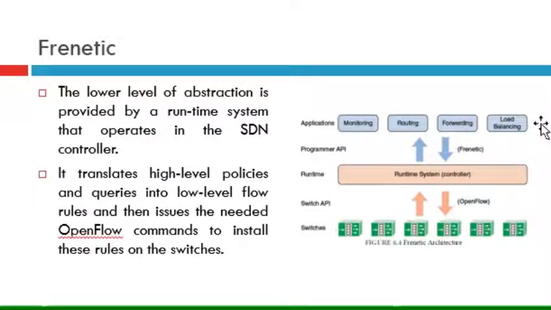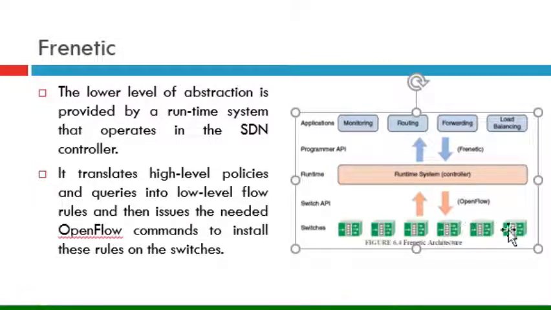So the lower level of abstraction, as I discussed earlier, is provided by a runtime system in an SDN controller. It translates the high-level policy and queries into low-level flow rules and then issues the needed OpenFlow commands to install the rules on these switches over here.